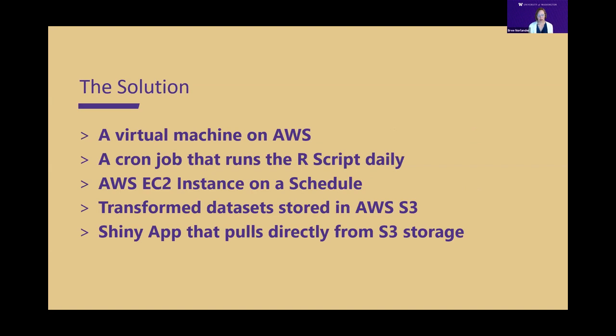So after lots of web searches and trial and error, the solution I ended up with was running a virtual machine on AWS with a cron job that runs an R script every weekday. The data sets created in the R script are then pushed to an AWS S3 bucket, and using the AWS S3 R package, pulled directly from S3 for use in the Shiny dashboard.